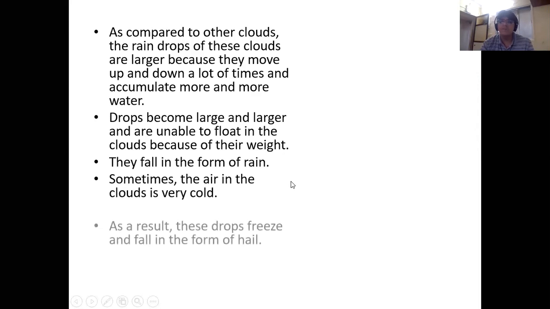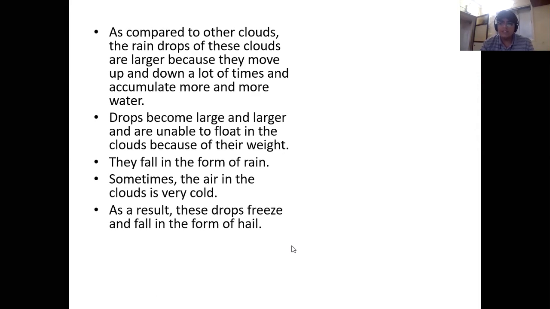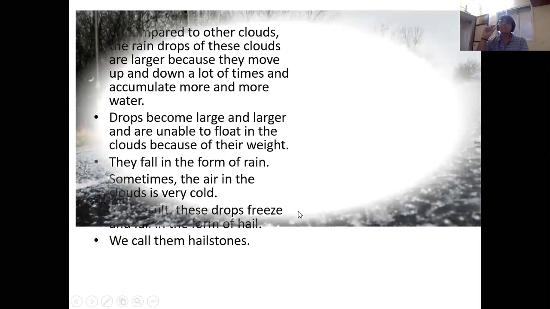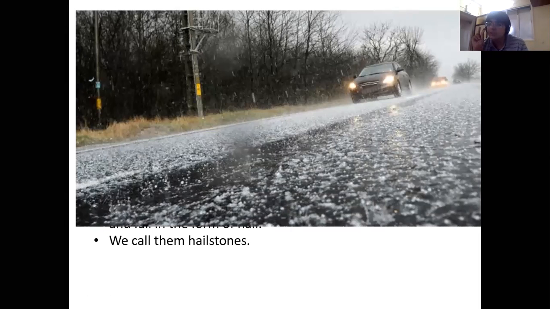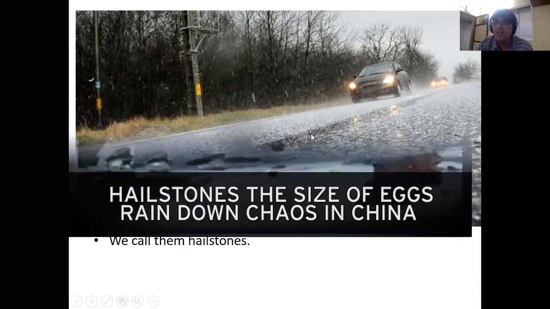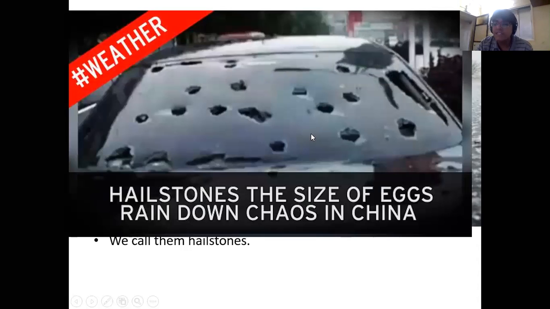Sometimes the air in the clouds is very cold. As a result, these drops freeze and fall in the form of hail. We call them hailstones. Sometimes stone-like, snow-like, fully ice-like pieces will fall. What is happening? The water droplets are coming down, air makes them rise upwards. Up there it becomes so cool that now they are in the solid state, and then they drop down as ice. This is called a hailstone. It can be dangerous. You can see this.